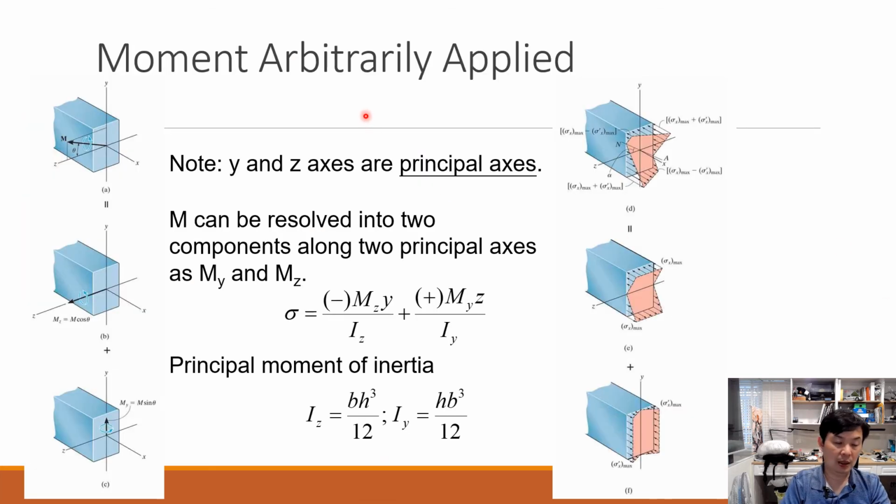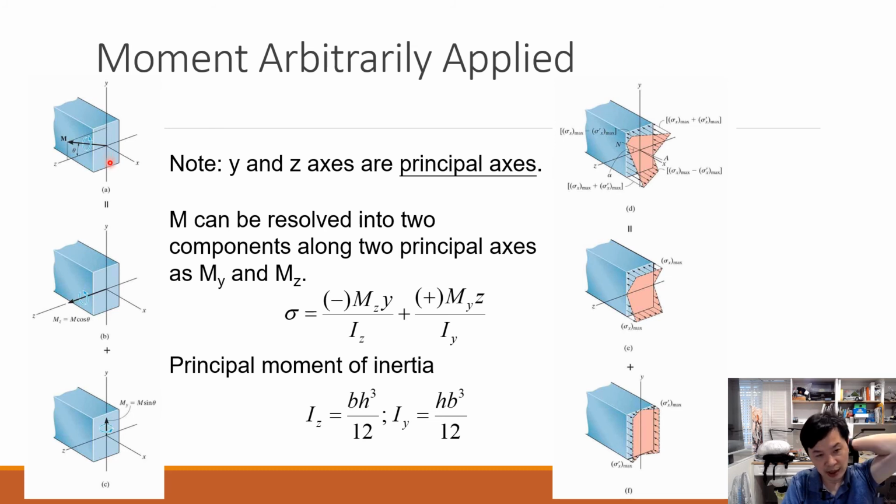Okay, about how or why we need to decompose our moment along the new principal axis, and how we can determine the so-called neutral axis direction, we can learn all of these things in this portion. We call it moment arbitrarily applied. In this case, we select a very simple cross-section. This one is nothing new, a rectangular cross-section, okay? And the moment we apply here has an angle theta with respect to z. So it means arbitrary direction. You can apply any theta in this case.